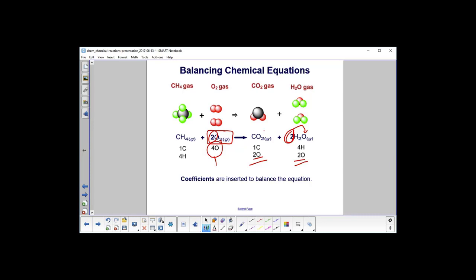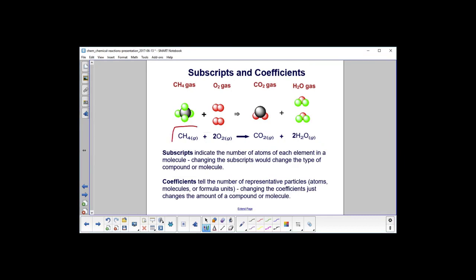Let's see if that solved the problem for us. 1 carbon on the left, 1 carbon on the right. 4 hydrogens on the left, and let's see. How about that? 2 times 2, I have 4 hydrogens, so it all checks out. Those numbers, those 2's we put in, those are called coefficients. Your equation is now balanced. Mass is conserved. Here's our complete equation. And again, you see the gas, and you see the 2's we put in. Okay, those are the coefficients.